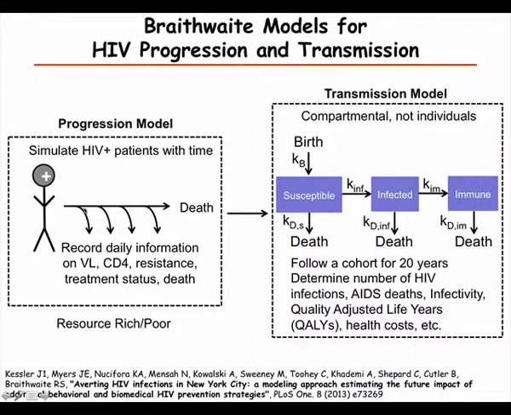They have a certain chance of dying, or they have a certain chance of changing their viral loads and so on. And also, of course, the treatment makes a big difference. And then the transmission model is a flow model which has different compartments. And the main thing is that you're either susceptible, infected, or immune in this case.